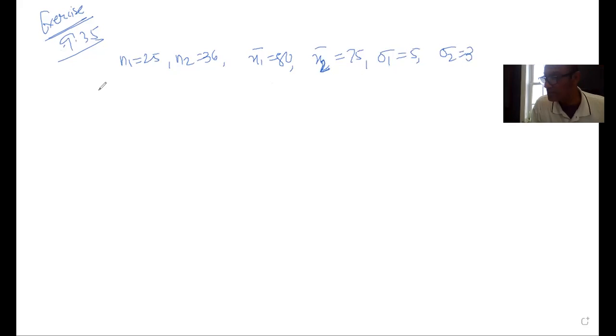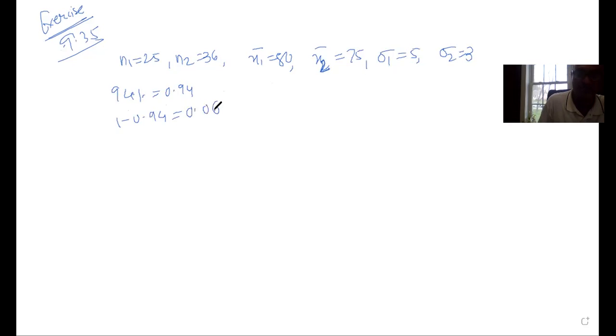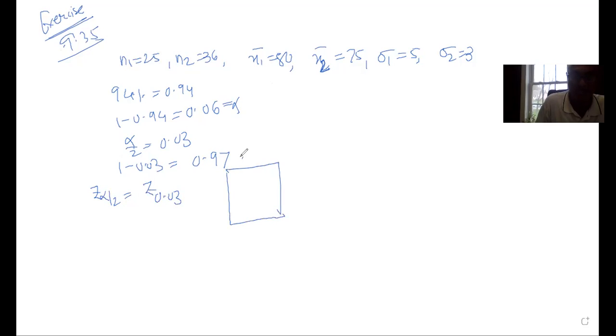Okay, and it says how much percentage? 94%. 94% that is equal to 0.94. So 1 minus 0.94 that is equal to 0.06, and this is my alpha value. So alpha by 2 equal to 0.03, and 1 minus 0.03 that is equal to 0.97. That means if I go for z alpha by 2, that is equal to z 0.03, and for z 0.03 you go to table A3.